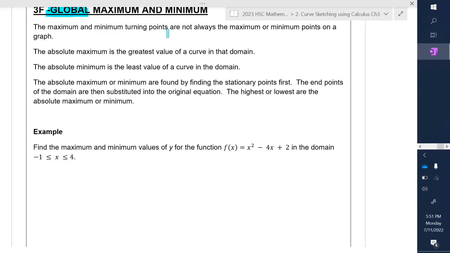Okay, so let's have a look at what we have to do. The absolute maximum or minimum are found by first finding the stationary points. Then the endpoints of the domain are substituted into the original equation. So that'll be these values here, are substituted into our original equation. The highest or lowest are the absolute maximum or minimum. So let's do that.